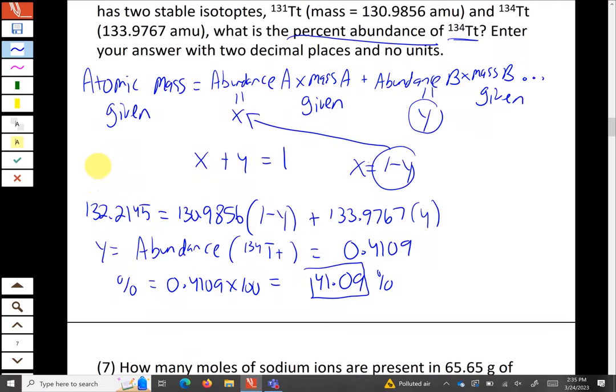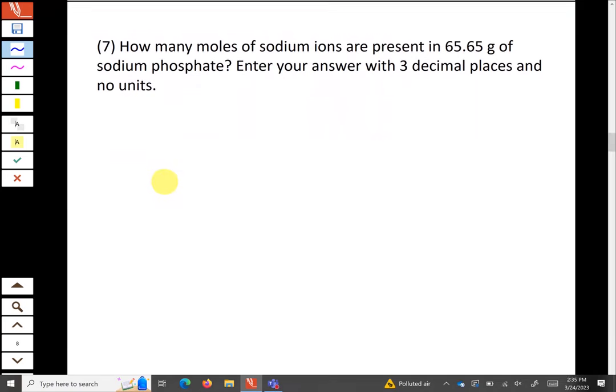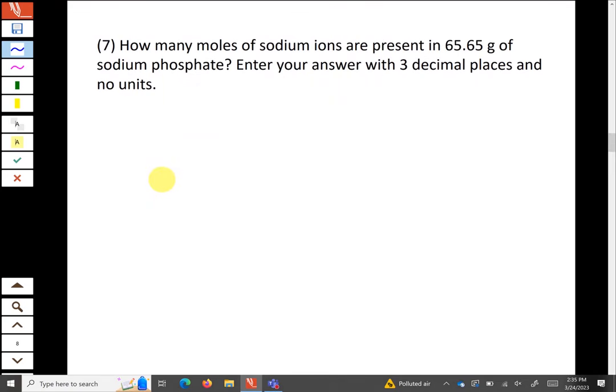Okay. All right, and so the next problems are going to deal with sort of mole relationships and then getting into stoichiometry, which is really the major topic of chapter 5. So how many moles of sodium ions are present in 65.65 grams of sodium phosphate? So if we're going to do this, we have a mass given to us and we have a number of moles. So we are going to have to use the molar mass at some point. And to do that, we need the correct formula.